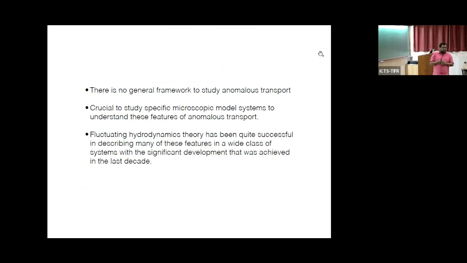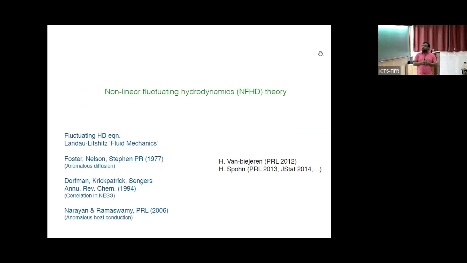The current status is that there is no general framework to study anomalous transport in generic systems, and that's why it's crucial to study specific model systems to understand different features of anomalous transport. A fluctuating hydrodynamics theory has been quite successful in describing many of these features in a wide class of systems, and this theory has seen significant development in the last decade, which is known as nonlinear fluctuating hydrodynamics theory. I'll briefly describe this theory. Some of the features were already mentioned by Herbert yesterday.